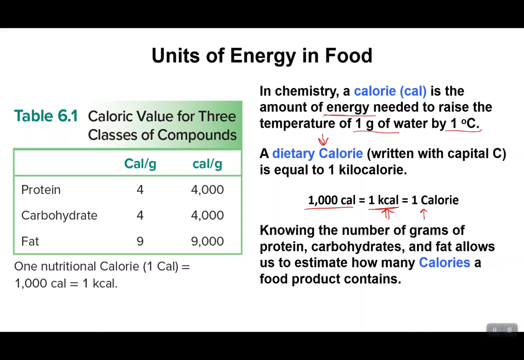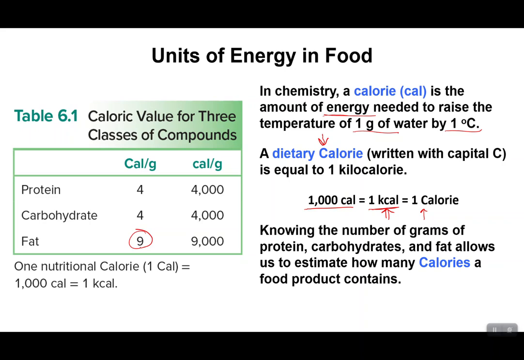So how is this useful? Well, we have been able to figure out how many calories, dietary calories, so the capital C calorie, a gram of either protein, carbohydrates, or fat would potentially provide. Meaning, if you were to break down 1 gram of fat all the way down to generating ATP, it is estimated that it would provide 9 calories or 9 kilocalories.